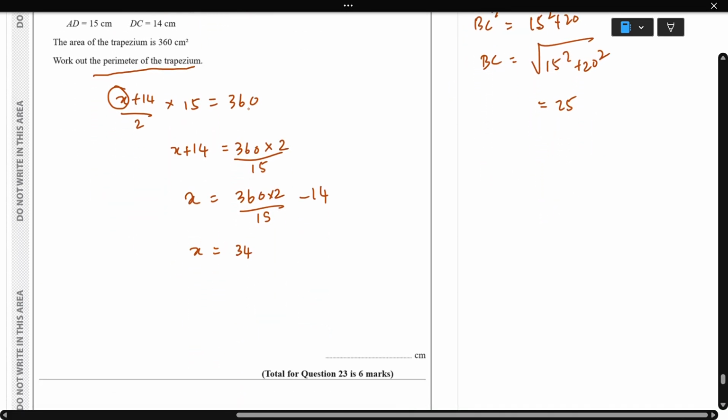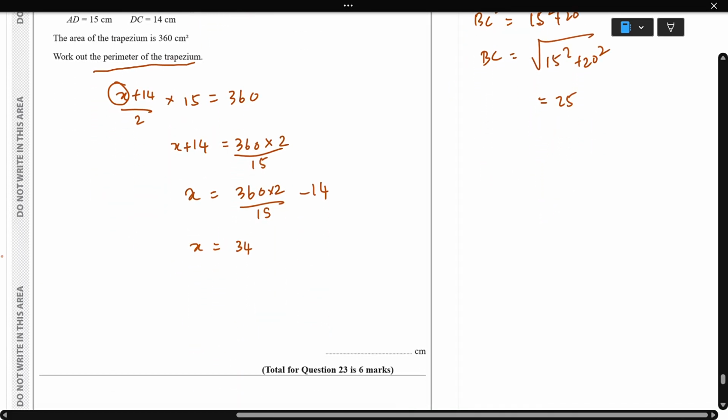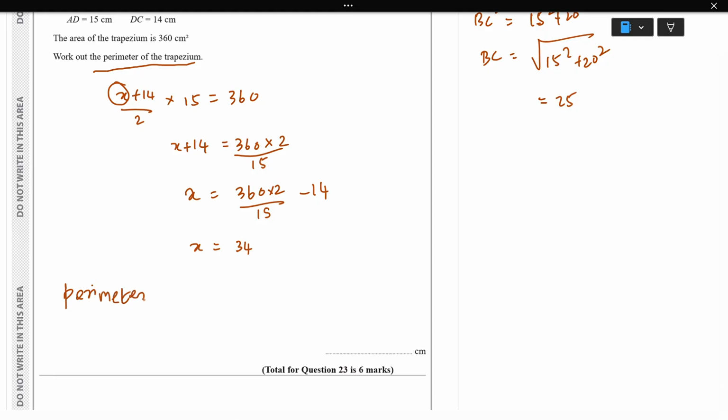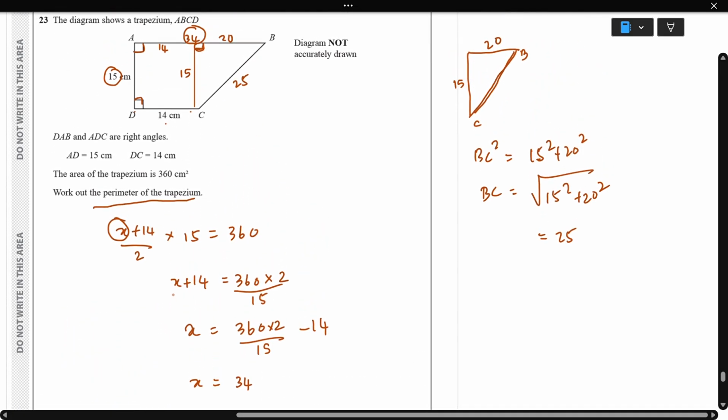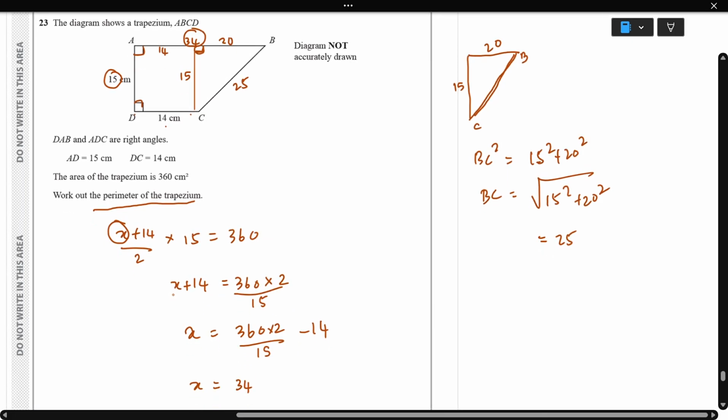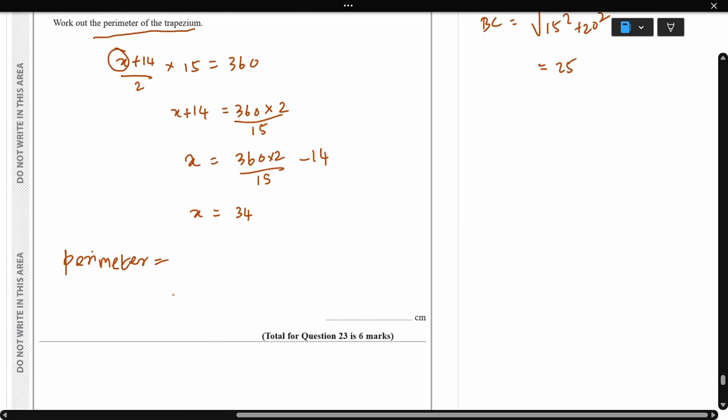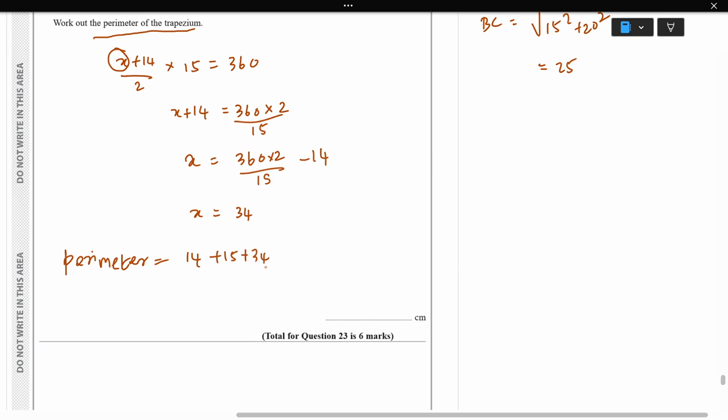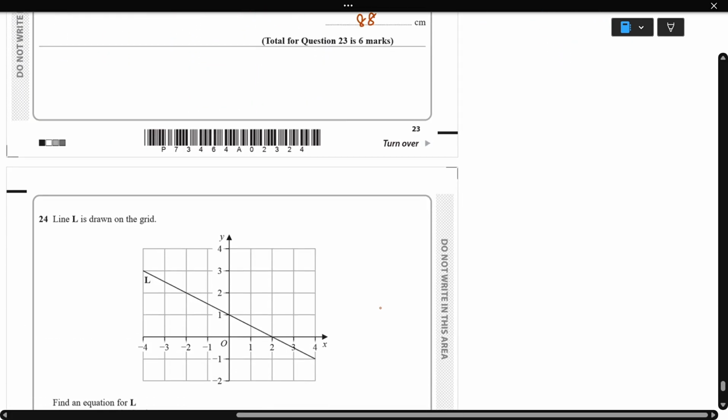Okay, now we just need to add up all. So perimeter equal to all the sides: 14, 15, 34, 25. 14 plus 15 plus 34 plus 25, which is 88. So 88 centimeters is going to be the perimeter here.